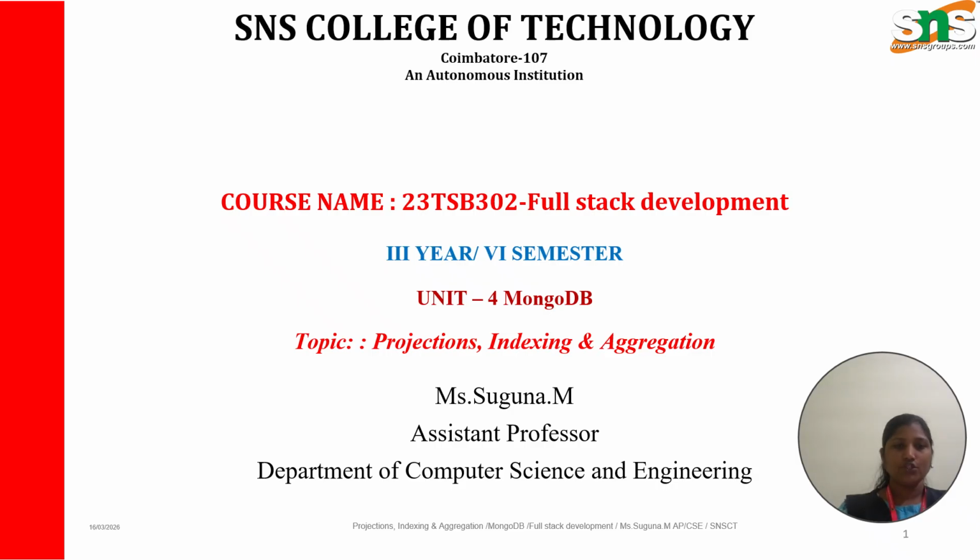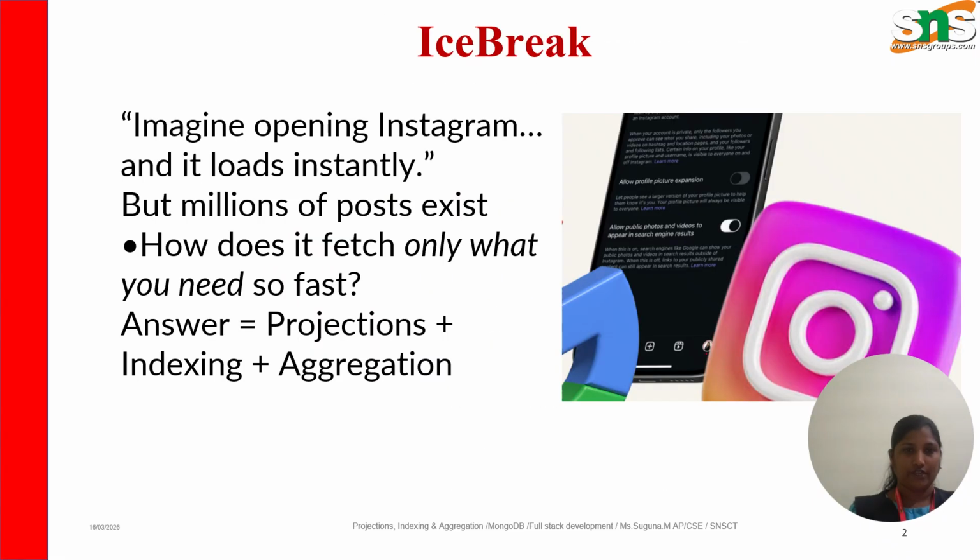Today, we are going to understand how modern applications handle huge amounts of data in an efficient way. So, let me start with a simple icebreaker question. Imagine opening Instagram and it loads instantly, but there are millions of posts in the database, right? So how does it fetch only what you need so fast? The answer lies in three powerful concepts, which are projection, indexing and aggregation.